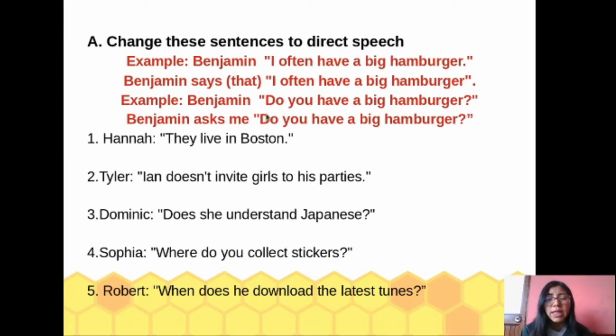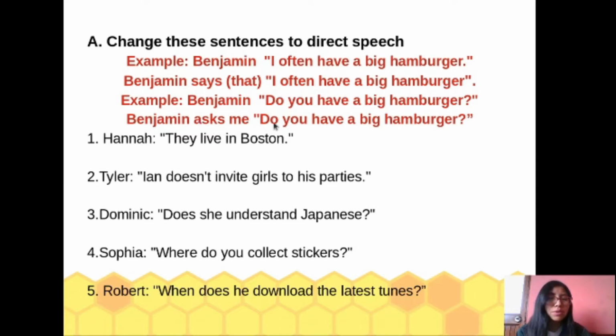Here we have another example of reported questions, okay? So pay attention. Example. Benjamin: "Do you have a big hamburger?" I am going to report that. Benjamin asks me, "Do you have a big hamburger?" Remember, we are reporting direct speech, so the only part that you have to change is the introductory phrase, okay? In this case, I am using ask. Why? Because you are reporting a question, okay? So in order to report an affirmative or negative sentence, you are going to use says. And if you are going to report a question, you are going to use ask. Okay, that is the difference.